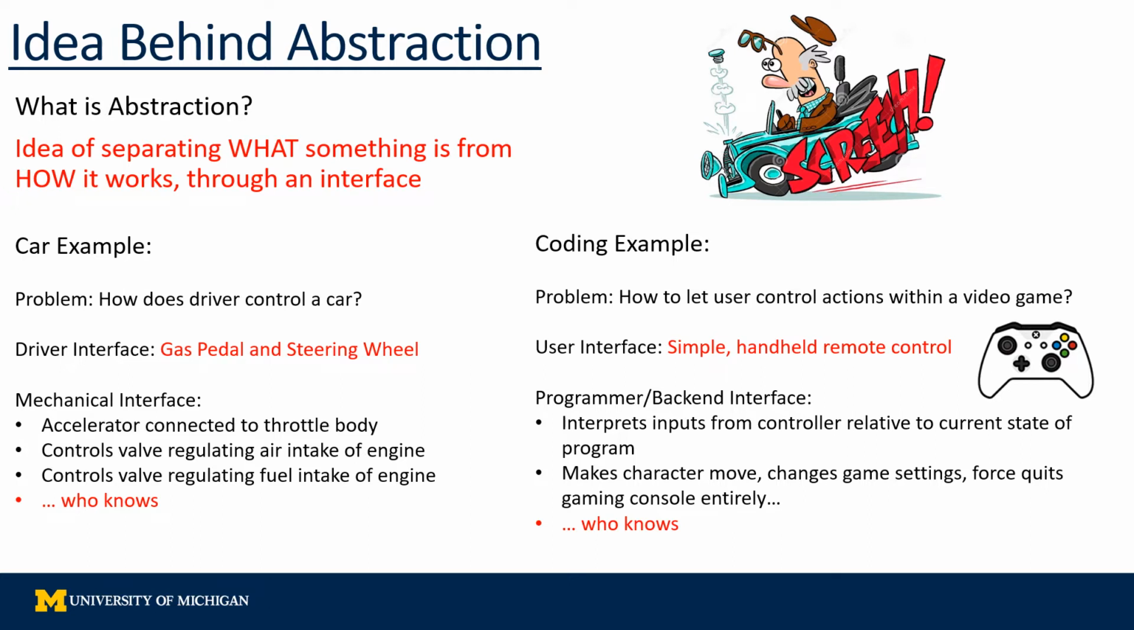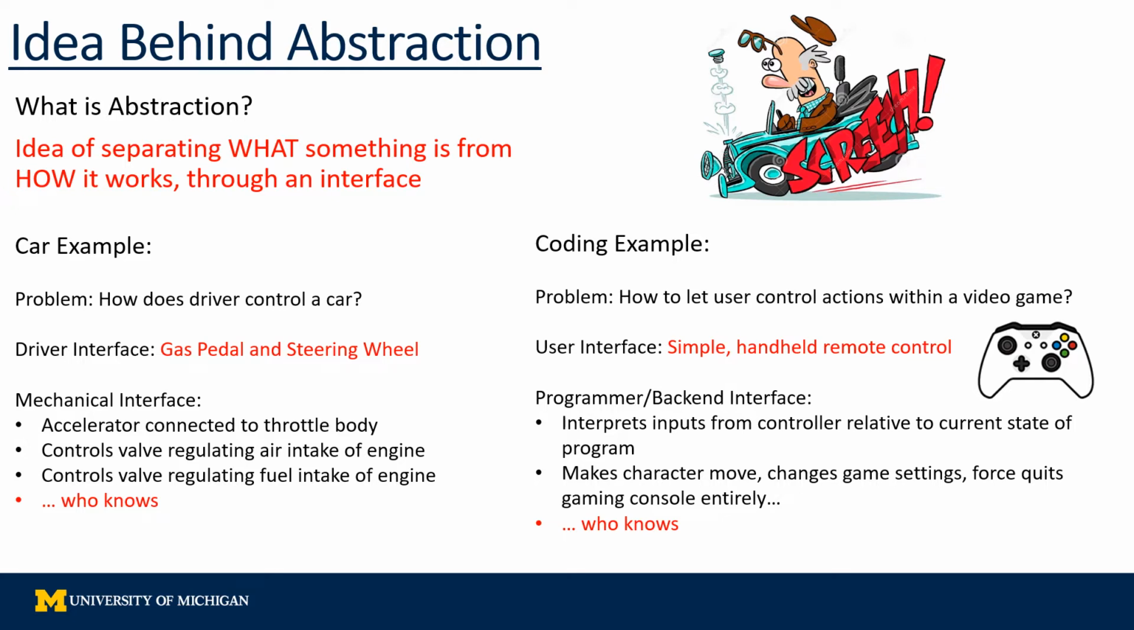Well, they are given a gas pedal, a steering wheel, and maybe a couple other small buttons and knobs that they can tweak to actually control and use the vehicle in the way that they intend to. Now, what's actually happening under the hood is the accelerator is connected to the throttle, which then regulates the air and the fuel intake proportionally to how far the accelerator is being pushed down, yada yada. Who actually cares? All the driver needs to know is how to use the gas pedal and the steering wheel.